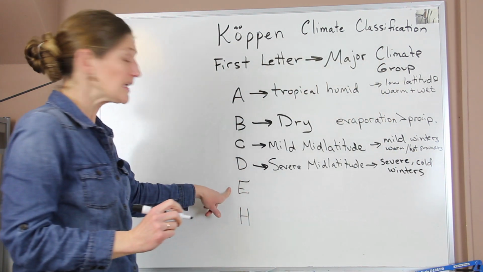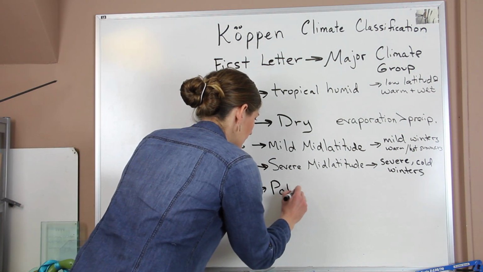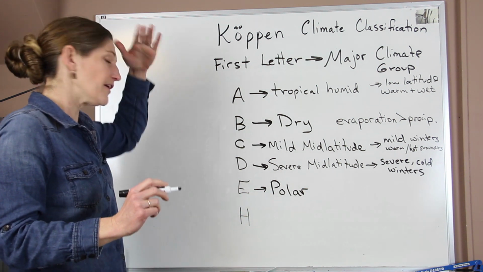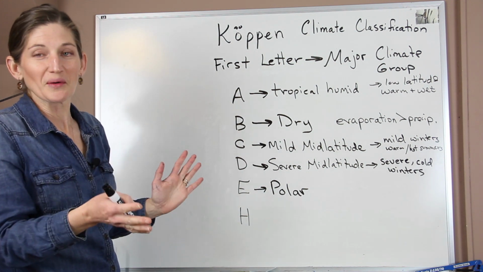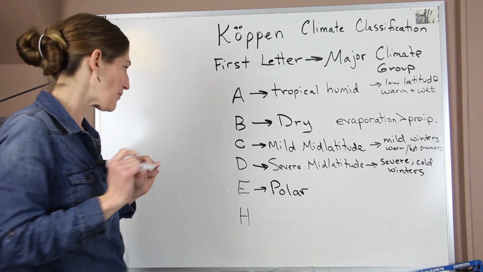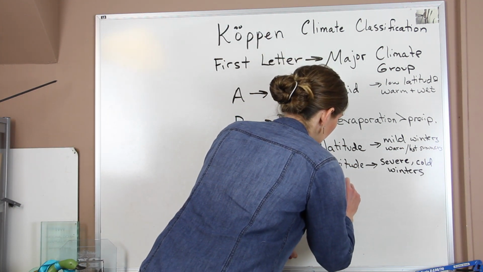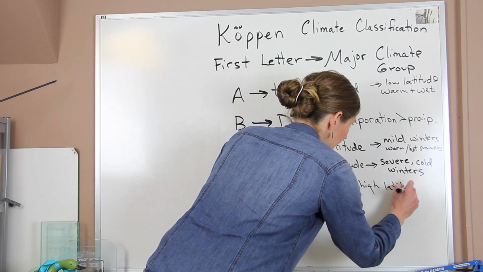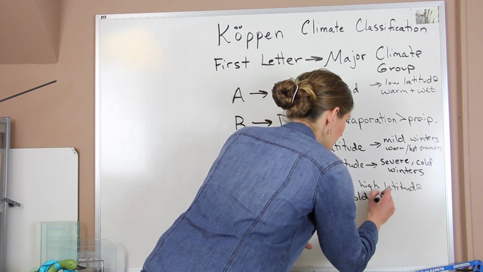Okay, the E climate zones, these are our polar climates. Okay, and these are places where we are at very high latitude and we have cold zones. So just think about the Earth. If you want to go to a cold place, if you're in the northern hemisphere, you go north. If you're in the southern hemisphere, you're going to go south. So these are very high latitude and cold climates.